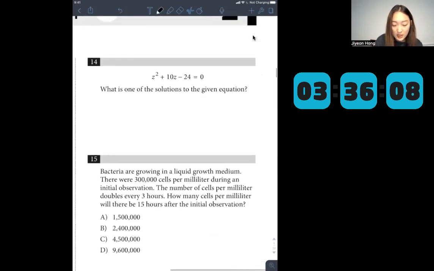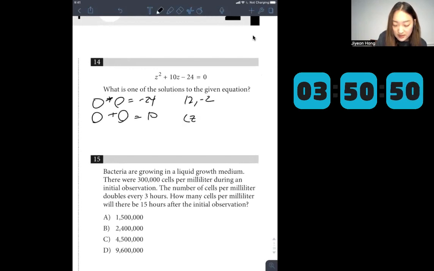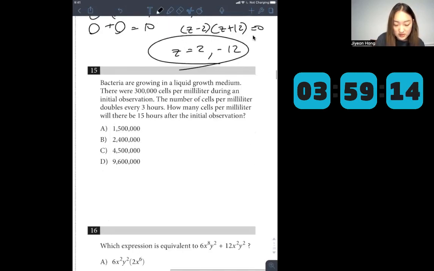Number 14, what is one of the solutions to the given equation? So we have two numbers that multiply to equal negative 24, and two numbers that add to equal 10, and it's going to be 12 and negative 2. So z minus 2, z plus 12 equals 0. Therefore, z is either 2 or negative 12, which are the two answers.